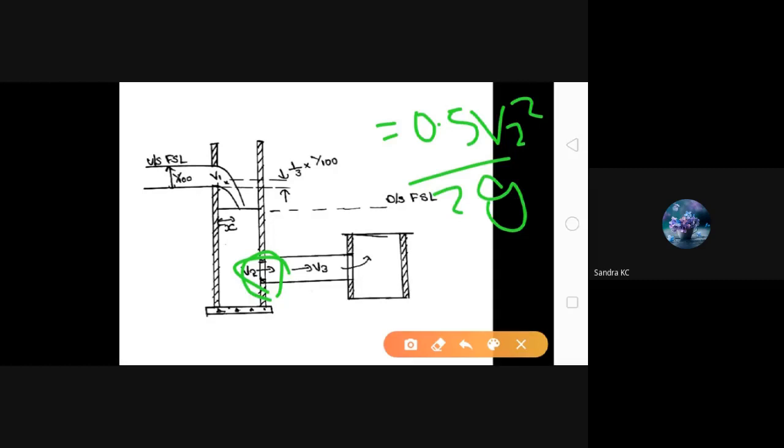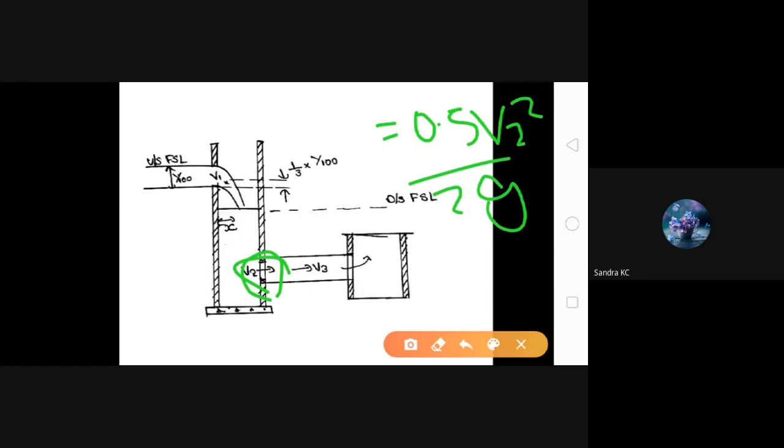What's the value of V2? Okay, 5.1. Then 0.5 into 5.1 square divided by 2G.